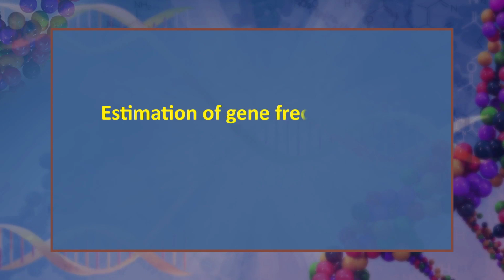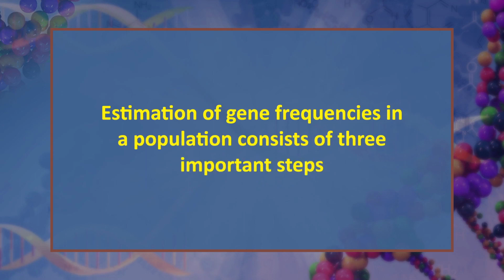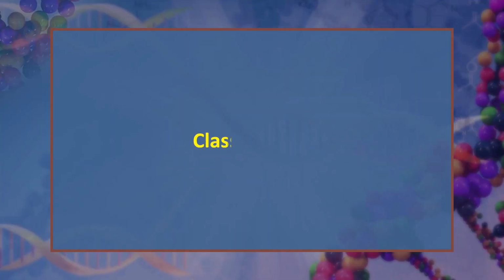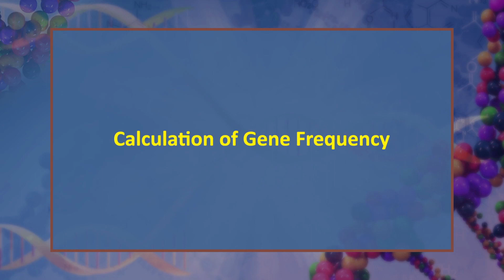Dear students, let's now talk about the estimation of gene frequencies in a population, which consists of three important steps. Number one is sampling. First, a random sample of individuals is drawn from the random mating population under study. The size of the sample should be adequate to represent all the individuals of the population under study. Number 2 is the classification. After sampling, the individuals are grouped into different classes for a gene and their number is counted. And the third one is calculation of gene frequency.